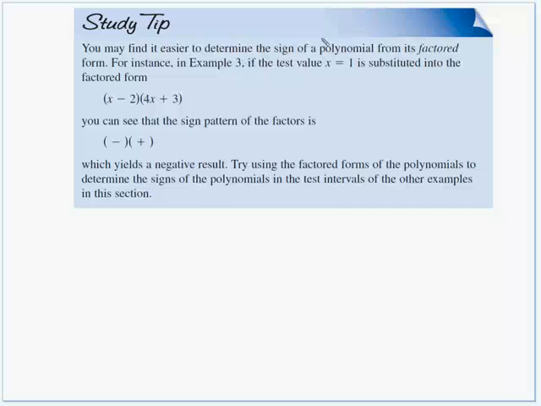You may find it easier to determine the sign of a polynomial from its factored form. For instance, in that example, the test value 1 is substituted into the factored form. You can see the pattern, positive times negative. And that's something we've been doing for a while in this class, so I just thought I'd throw that in there to reinforce it. That is a nice little way to work on that.